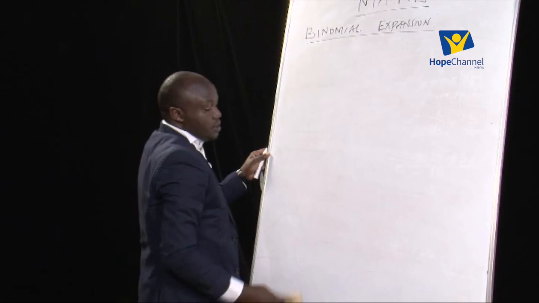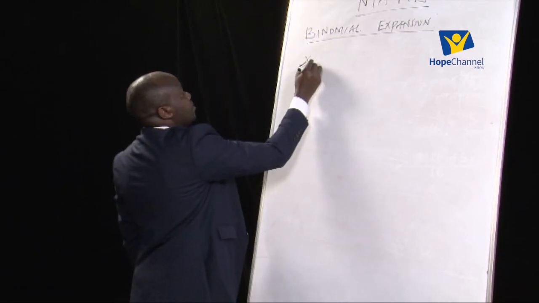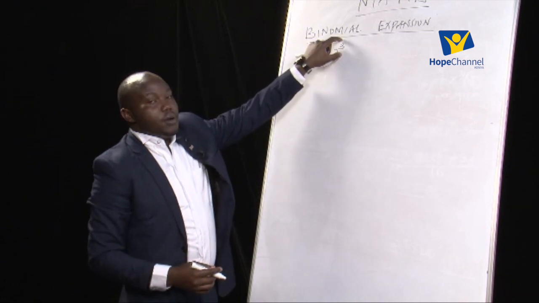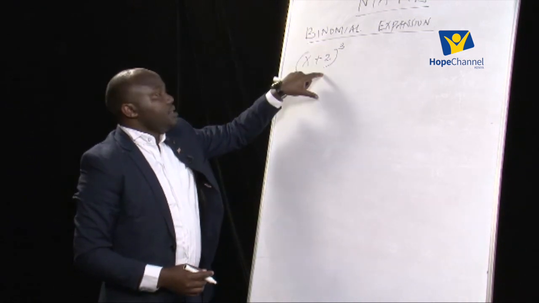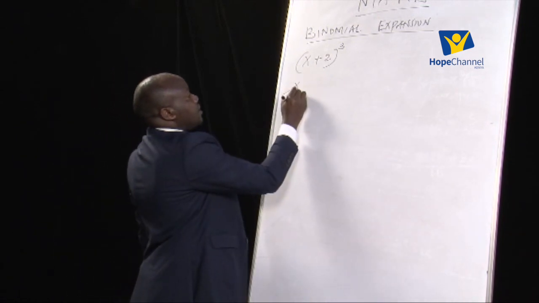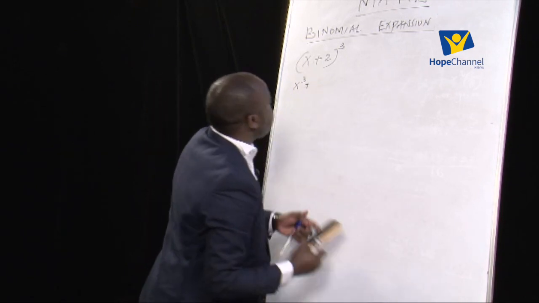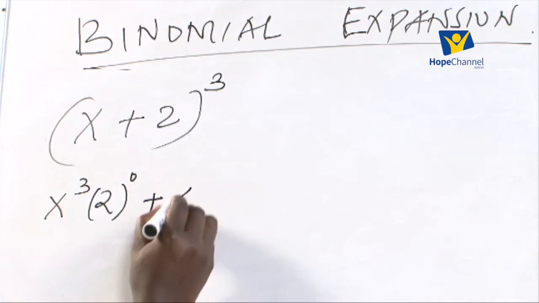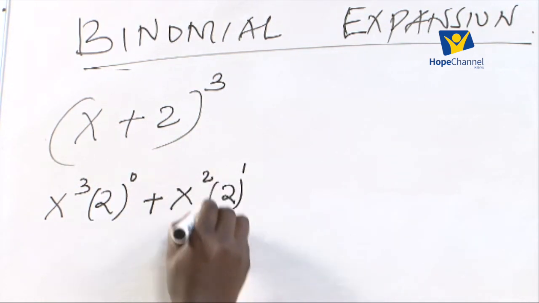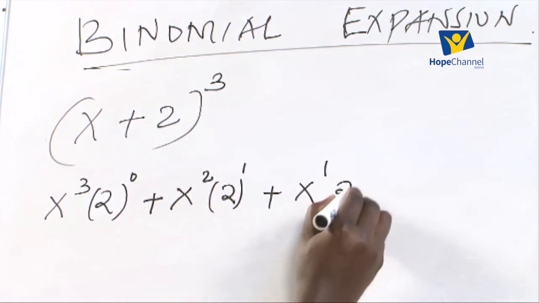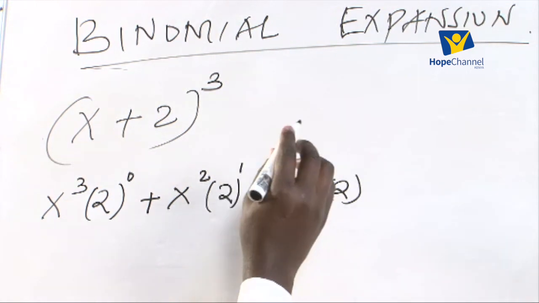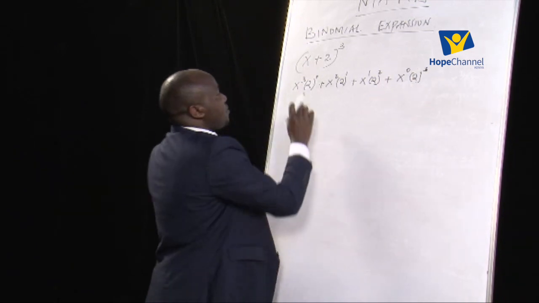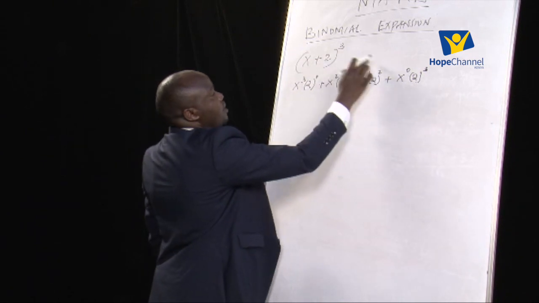Earlier on we had tackled how to expand x plus 2 to power 3. And we said that the first term starts from the power given down to 0, and the second term starts from 0 up to the power given, the interchange. So I have x cubed, then we multiply by the second term: 2 power 0, plus x squared, 2 power 1, plus x power 1, 2 power 2, plus x power 0, 2 power 3. The powers add up: 3 plus 0 is 3, 2 plus 1 is 3, 1 plus 2 is 3, 0 plus 3 is 3.